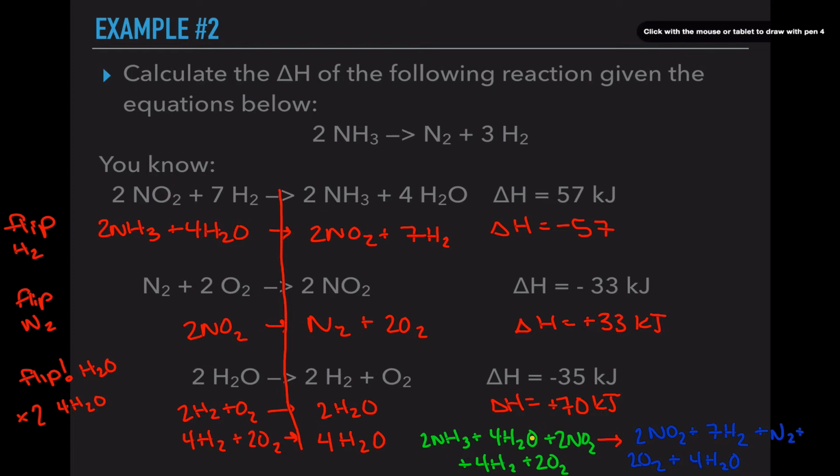Okay, now anything that's on both sides I want to cancel. So we are going to cancel this 4 H2O on both sides. Cancel this 2 O2, it's on both sides. Cancel this 2 NO2, it's on both sides. Now, NH3 is not on both sides, but look, I have 7 H2s on the right, and I have 4 H2s on the left. So we're actually going to find the difference. Since this one has more, this one goes away, and I'm left with 3 H2s on the right.